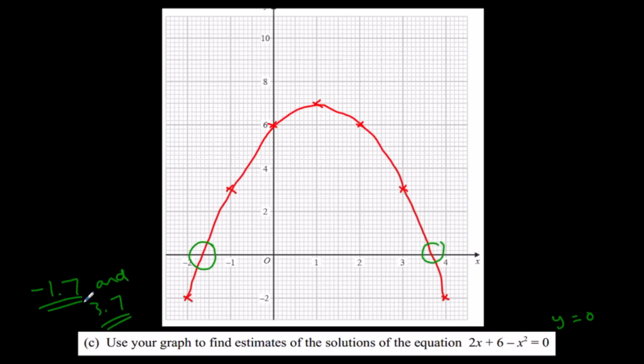If you're asked for a turning point, remember it's the point where the curve starts turning. So the turning point for this graph is at 1, 7. If you're asked for the roots, it's where it crosses the x-axis.